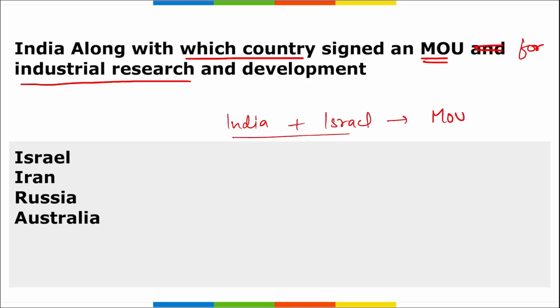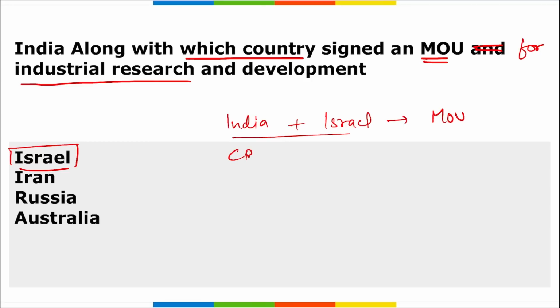Correct? Here we will be sharing various key technology with each other. We will be sharing data with each other, right? Research work will be shared with each other, and together these two countries signed an MOU that we will be working towards industrial research and development. Then the next question that can be asked is, which department of India signed this MOU?